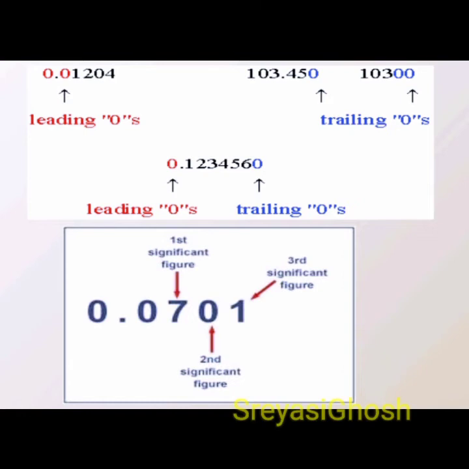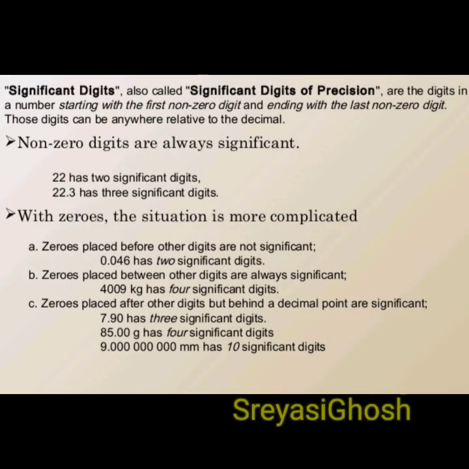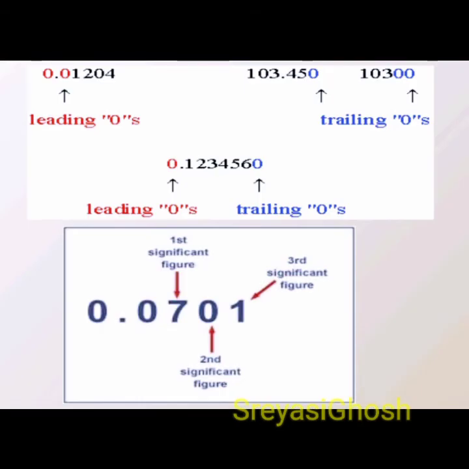Over here in the example, as I mentioned in the previous slide, in the first subdivision I have mentioned that zeros placed before other digits are not significant. Here also you see 0.0701. The 2 zeros do not play any significance over here. So the first significant figure is 7, next is 0 and the last is 1. Okay.